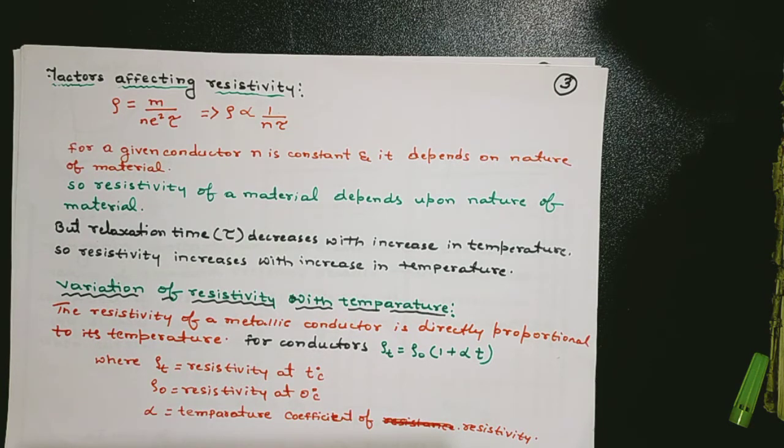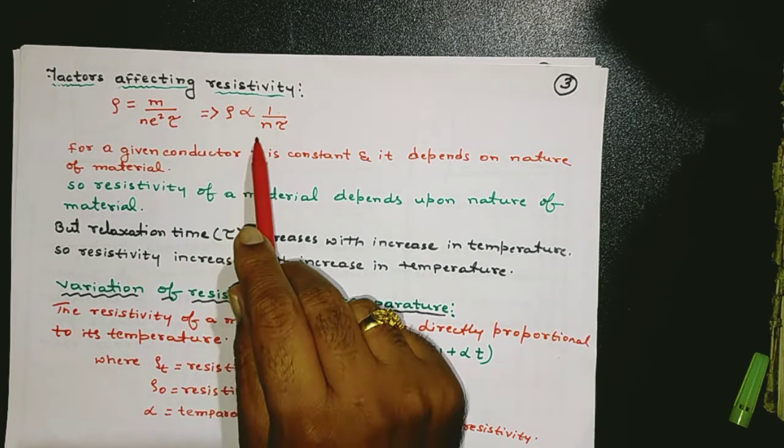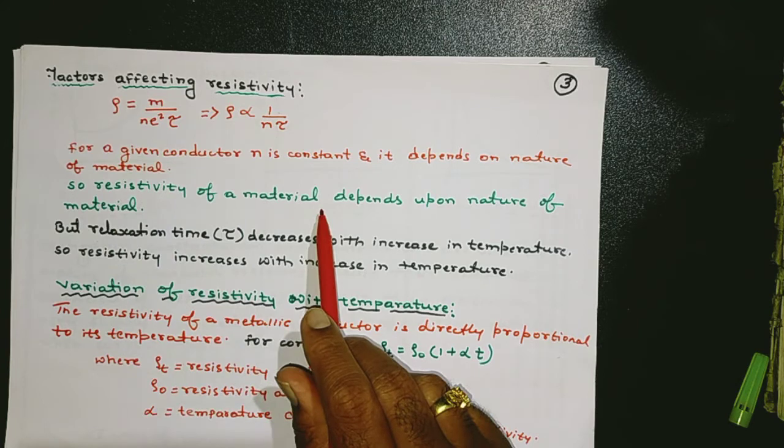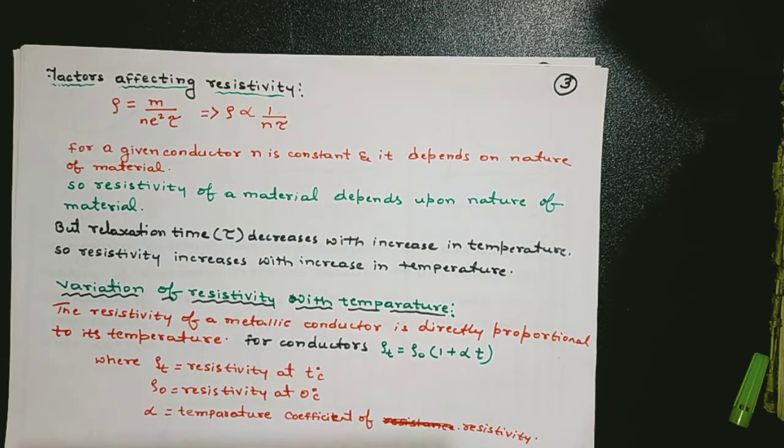So for a given conductor, of course, n is constant. It depends only on the nature of the conductor or nature of the material as to whether the given material is a good conductor or bad conductor. That decides the number of electrons, free electrons per unit volume of a conductor. So I should say resistivity of a material certainly depends upon the nature of the material.